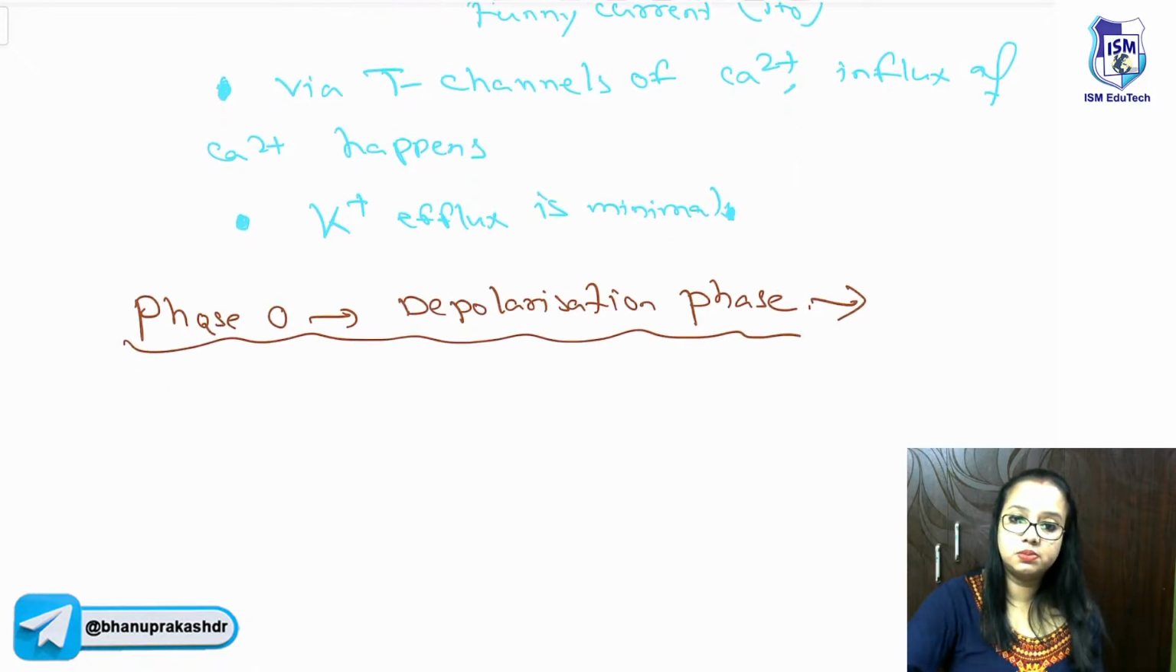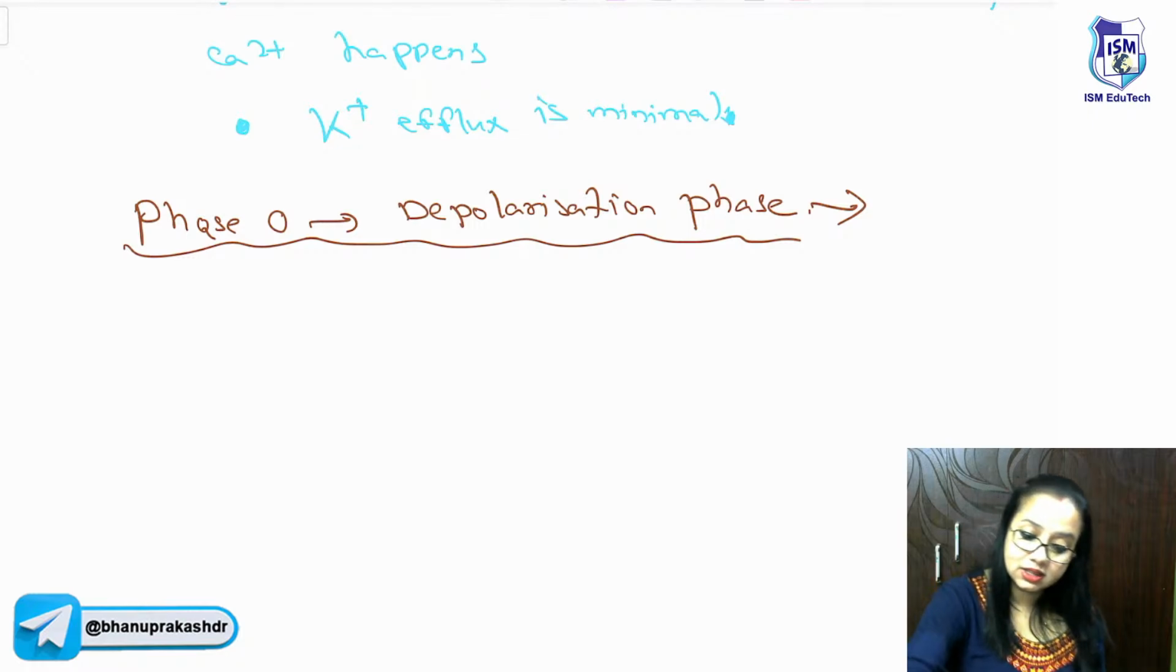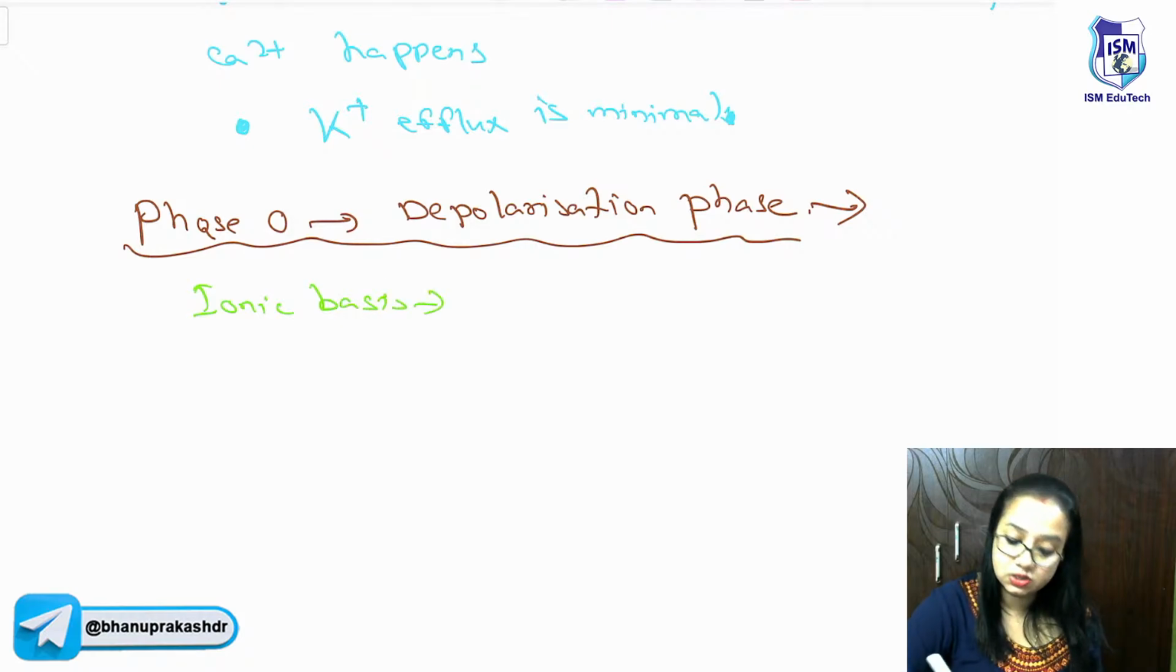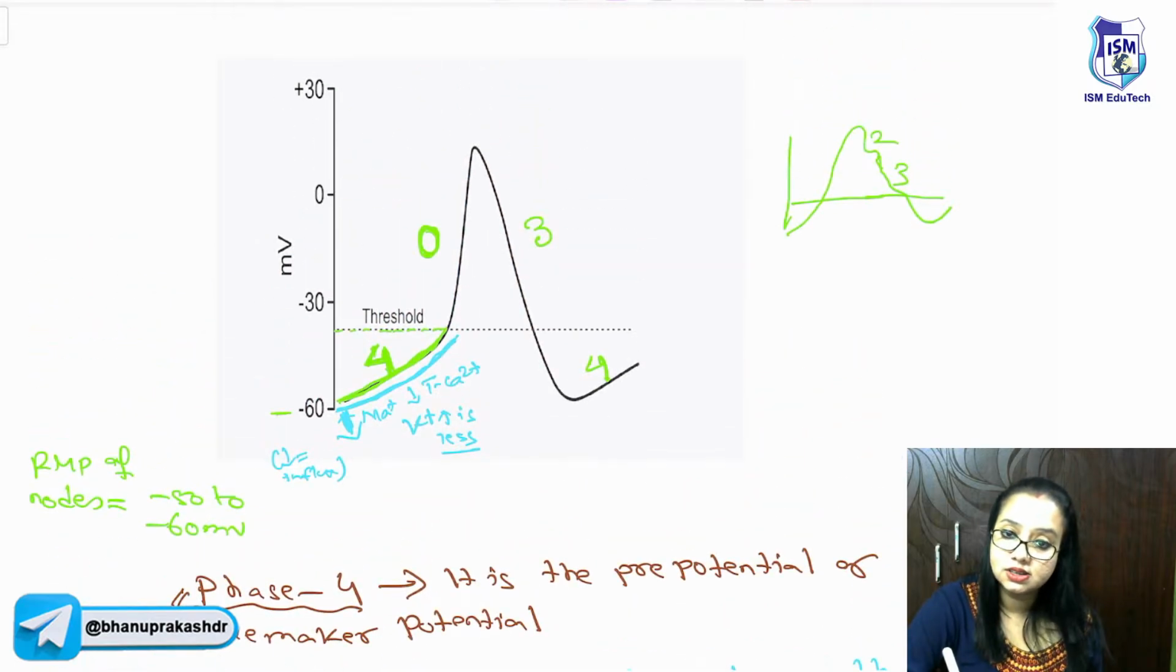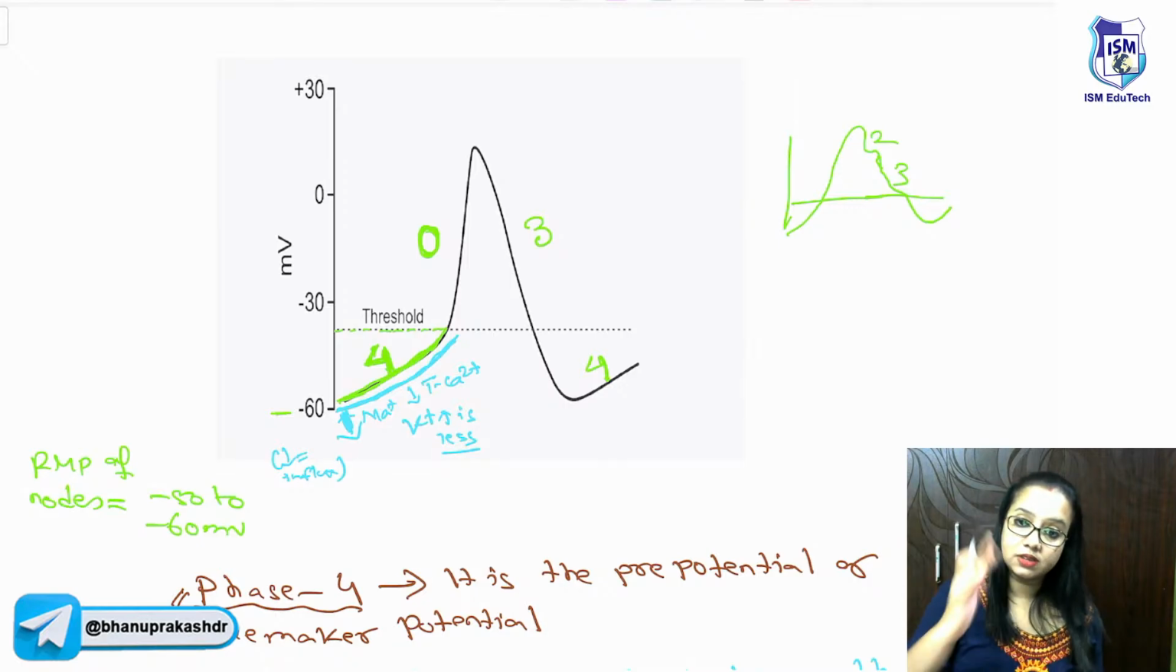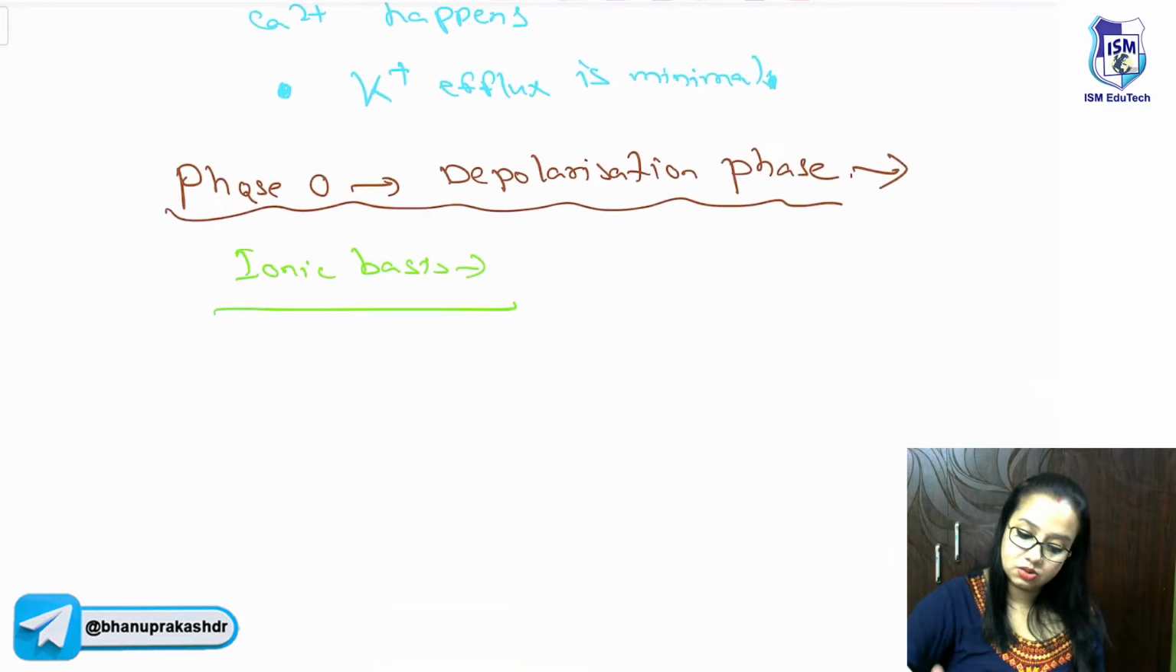This is the depolarization phase. Now, here the ionic basis is that, unlike the fast type of response, here in phase 0 there is no influx of sodium. Sodium plays no role in the depolarization of the SA node and the AV node.